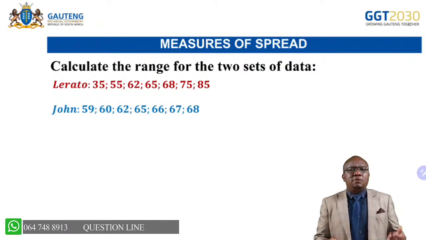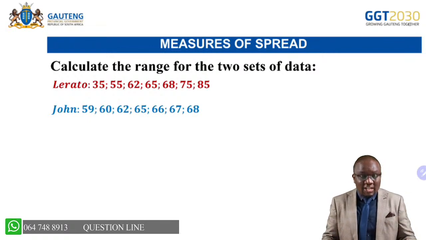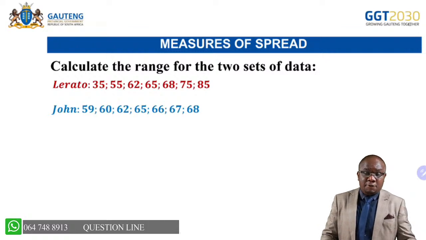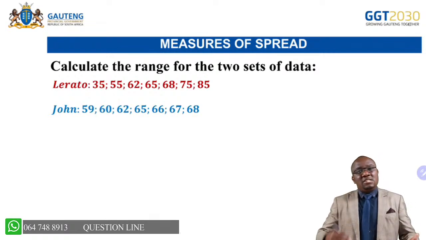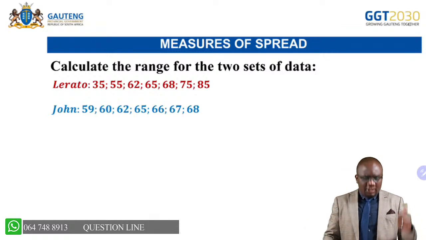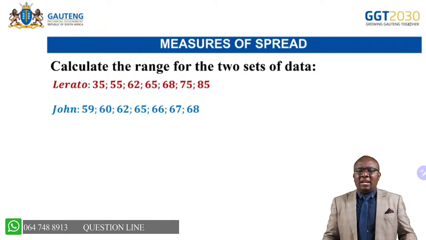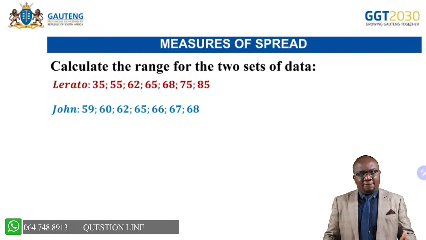Right, now, I want you to find the range for Lerato. Range is a measure of spread. Okay, right, we're going to talk about range today, and the interquartile range and the semi-interquartile range. As you move on to grade 11, you're going to look at the other things also. Okay, right. So now I want you to find the range for Lerato and the range for John. I think 1 minute is enough. So I'm going to give you 1 minute.